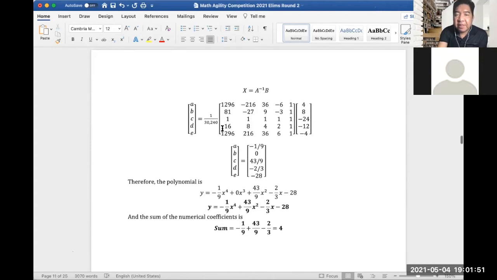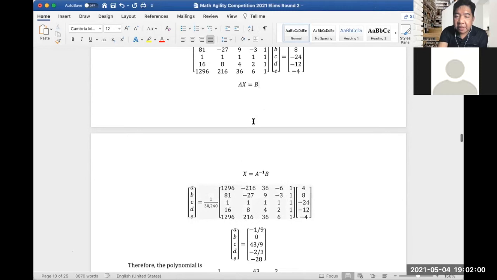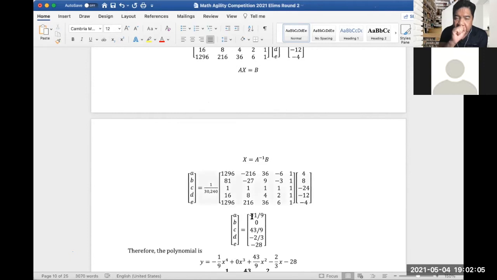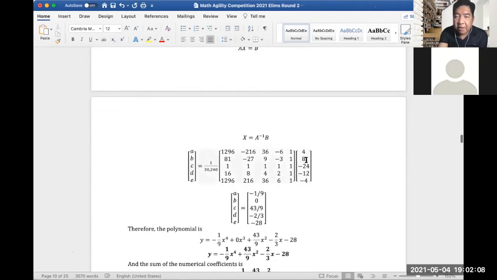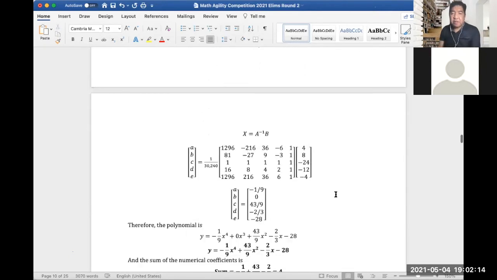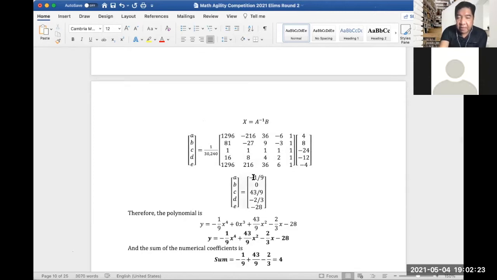So this is equivalent to 1 over 30240 times what is inside our equation, which is this. And then multiplied by B, which is our constants, right? 4, 8, negative 24, and 12. So manipulating the right-hand side of this equation would give us A equals negative 19, B equals 0, C equals 43 over 9, D is equal to negative 2/3, and E equals negative 28.